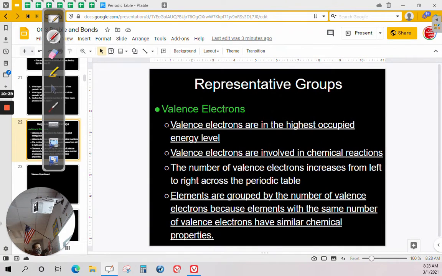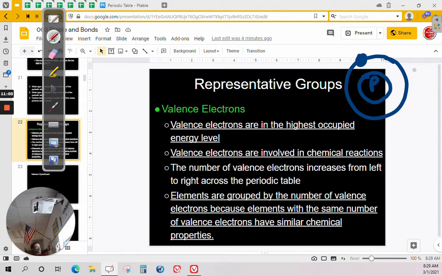Alright. So valence electrons are in the highest occupied energy level. If, for example, we had a hydrogen atom, it's got 1 proton, it may or may not have a neutron, and 1 electron. That electron is the outermost electron. That is the valence electron.